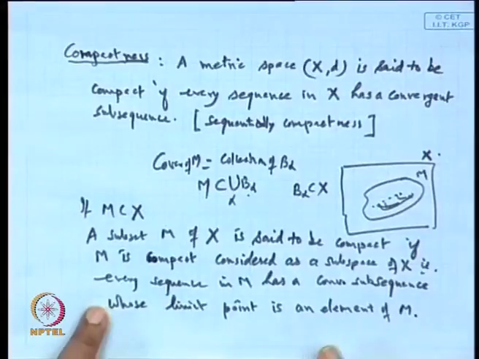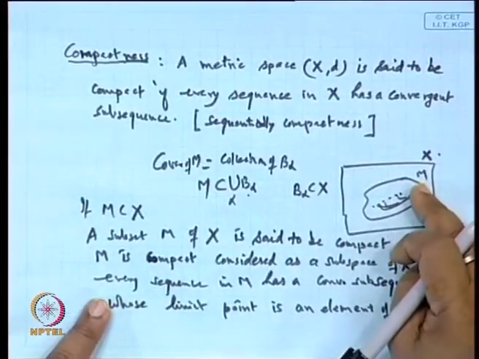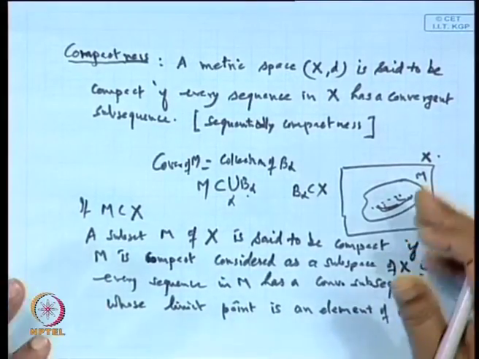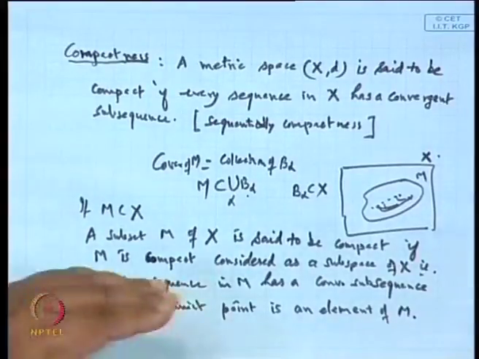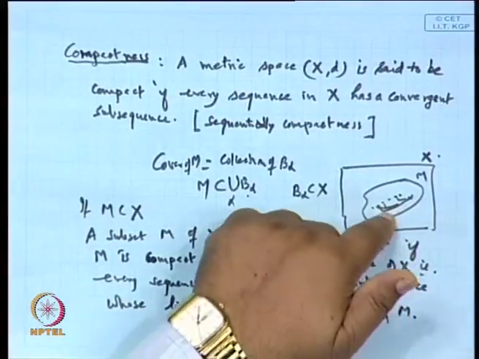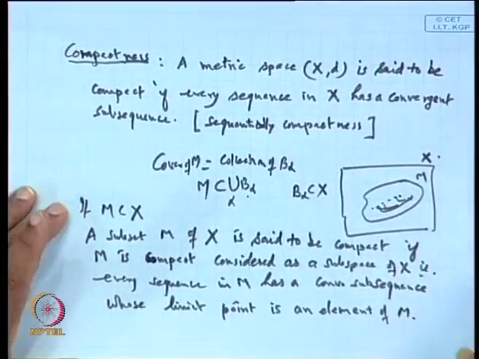Okay? So, if a sequence has a limit point that does not belong to M, then M will not be considered a compact subset of X. So the condition for compactness of a subset is that all the points of the sequence must be points of M, and when you take the limiting value, the limit point has to be a point of M. That is the definition. Okay?